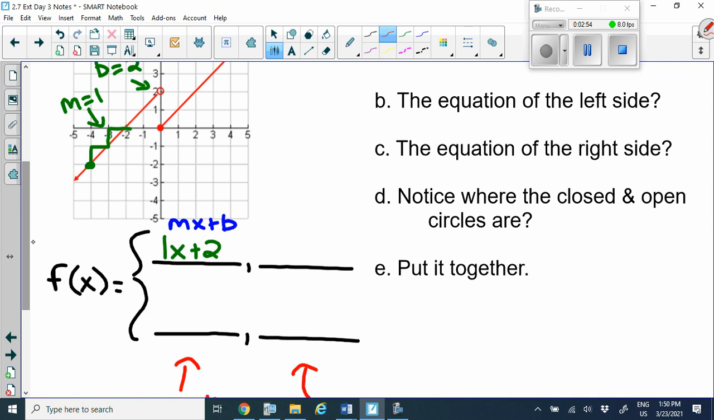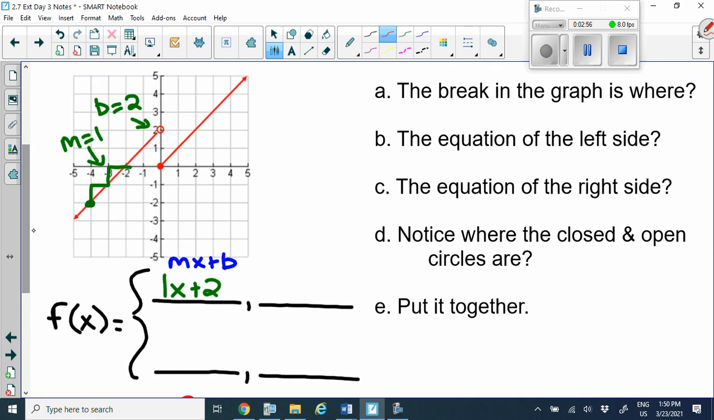Okay, now we're going to find the equation of the second line. So here, we have to figure out, well, what is the y-intercept? Well, I see that the closed circle, that is my y-intercept, and it crosses at 0. So my b is 0. Now I need to figure out what is the slope. So once again, I'm going to go from a left point to the right point. So it looks like I go up 1 to the right 1, up 1 to the right 1. So that means my slope is just going to be 1.